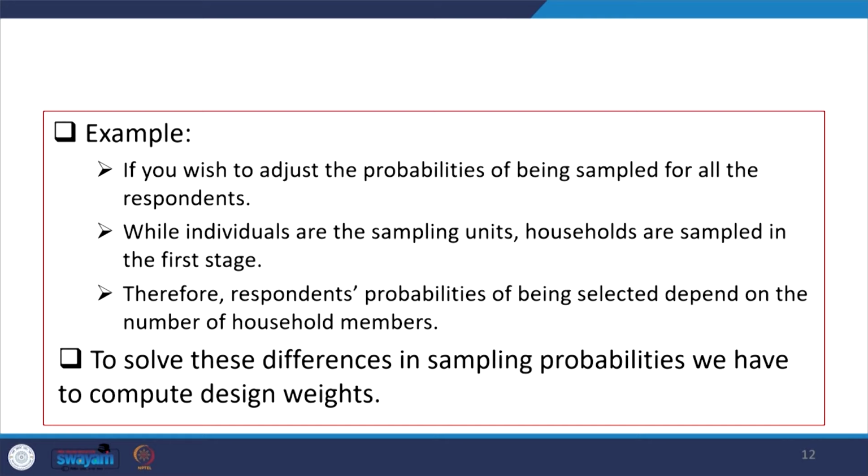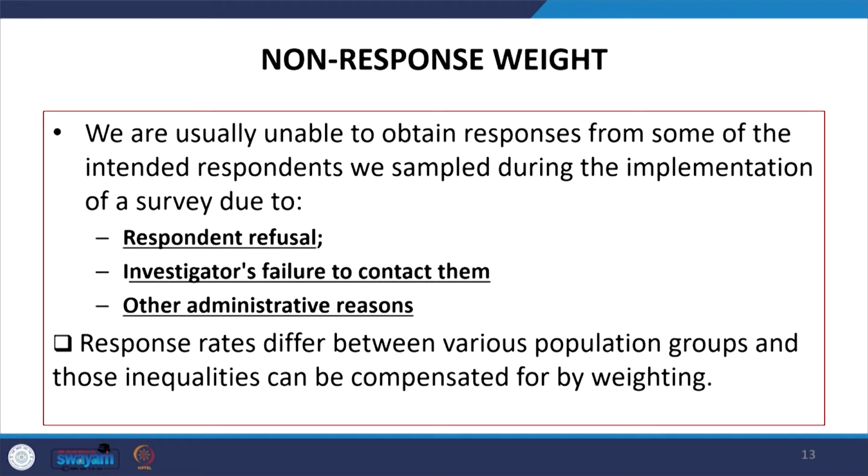While individuals are the sampling units, households are sampled in the first stage, and therefore, respondents' probabilities of being selected depend on the number of household members. Okay? To solve these differences in sampling probabilities, we have to compute design weights. So, design weights we will also discuss.